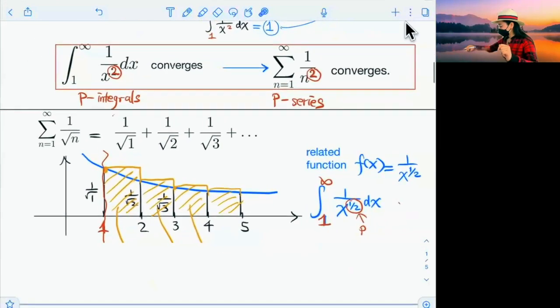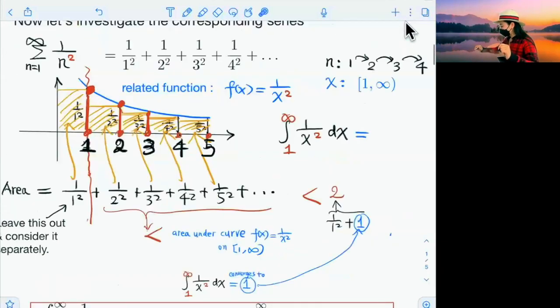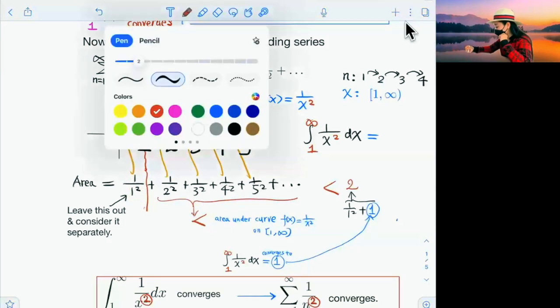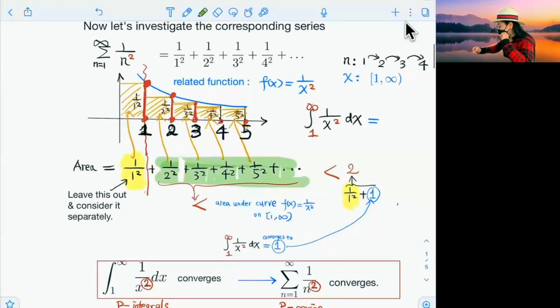Why is it less than 2? So here it is 1, right? So we have 1 over here. So this part here is 1, right? And then what about the rest over here? What do we know about this? We know that it is less than 1, right? It's less than the area under the curve. So this part over here is less than 1.